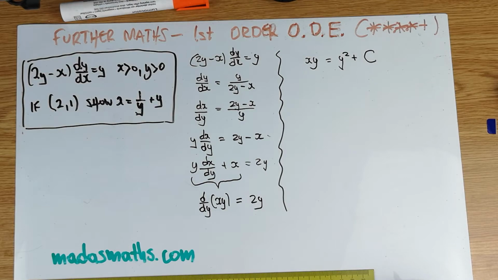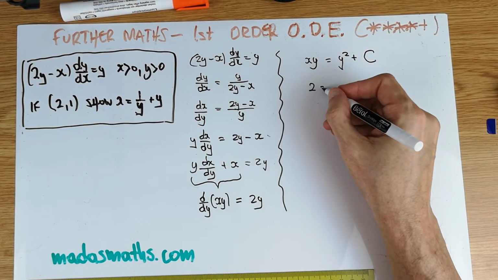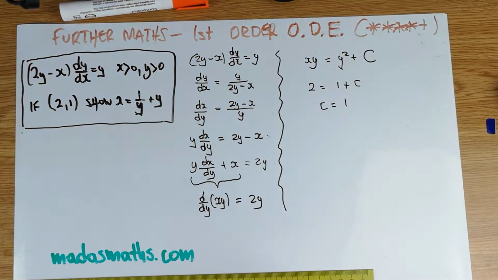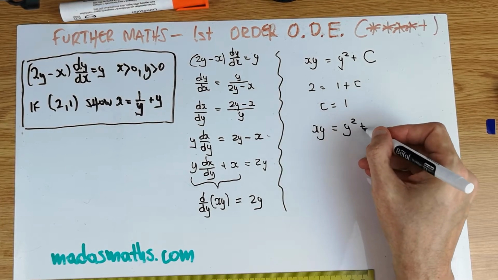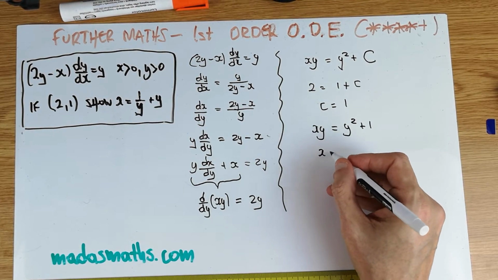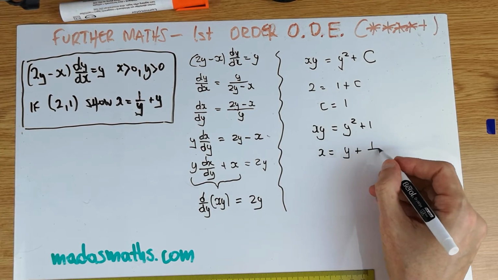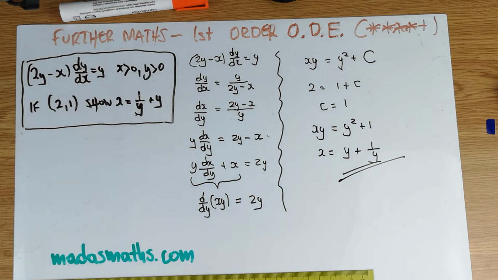Probably apply the condition (2, 1) at this stage. So that's 2 is equal to 1 plus a constant. The constant is, of course, 1. So we're getting xy is equal to y squared plus 1. And if we divide both sides of this equation by y, remember y is positive, so we can do that, it's as required. What does this curve look like?